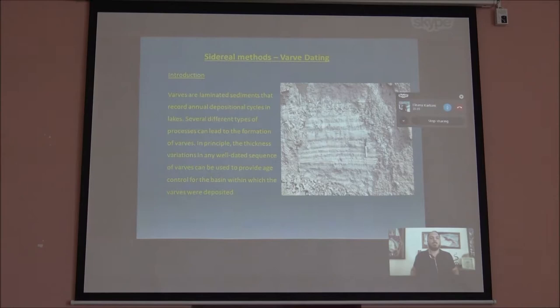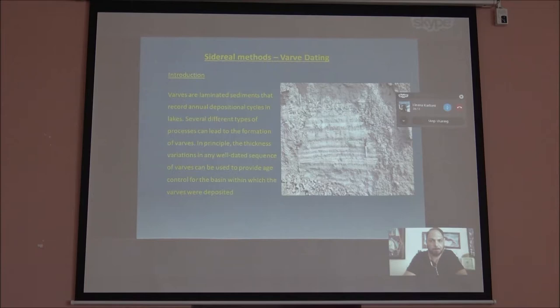The second method is also varve-based. Varves are laminated sediments that record annual seasonal cycles in lakes. Several different types of processes can lead to the formation of varves. In principle, the thickness variations in any well-dated sequence of varves can be used to provide the age control for the basin within which the varves were deposited.